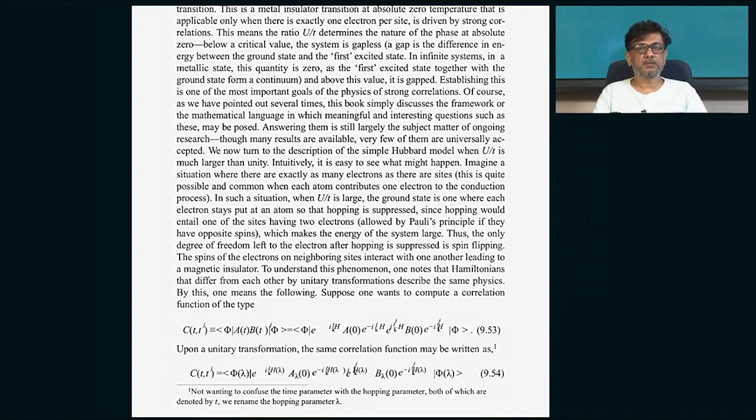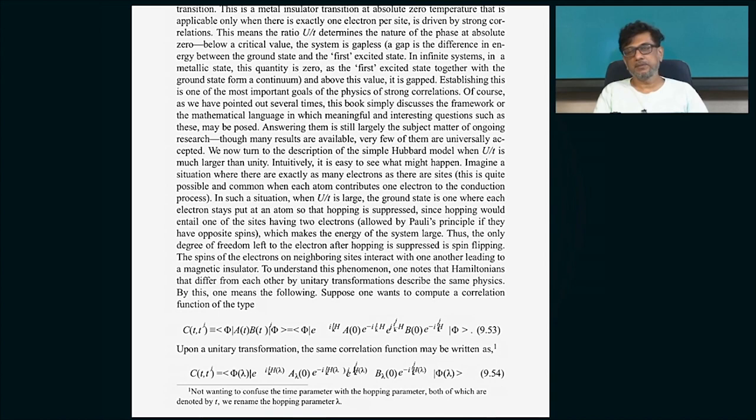I mean, after all, what is the Hubbard model? It is hopping plus potential energy, that is, capital U times n_i up n_i down. So, if hopping is suppressed, the first one is 0. If n_i up times n_i down is strictly 0, then the second one is 0. So, that does not make any sense.